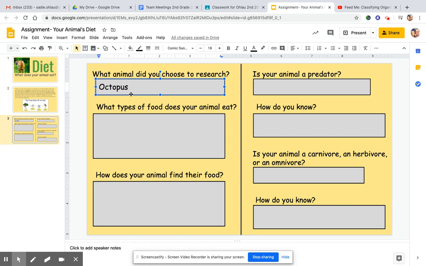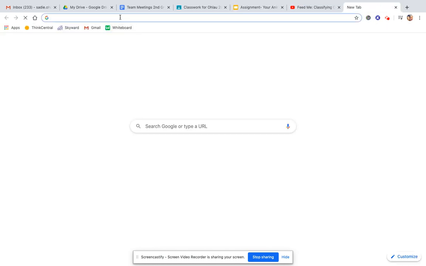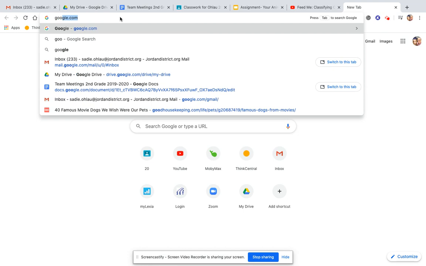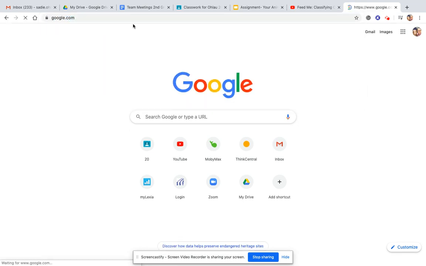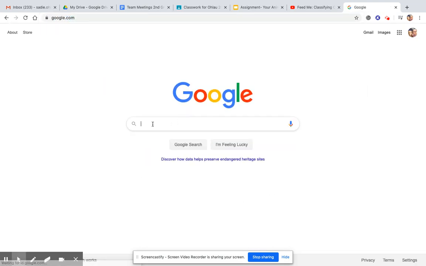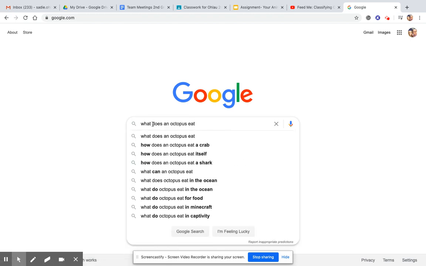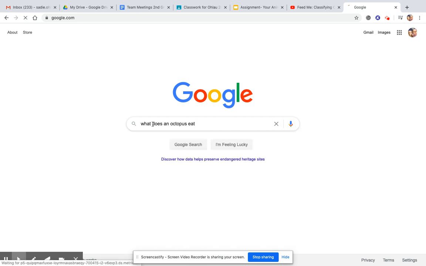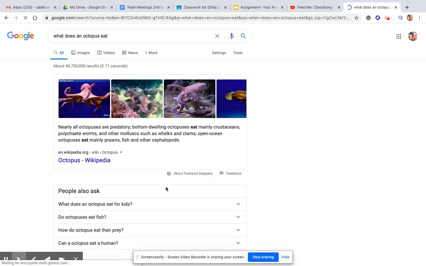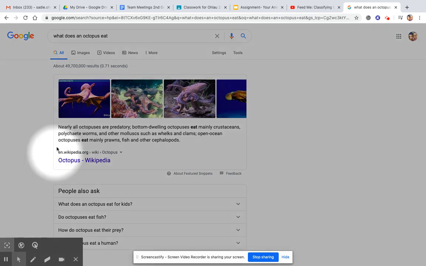Now, this is the part where I'm going to do some research. As always, since we're using Google, we do need a parent to help us. Okay, but I'm going to go to google.com and then I can type in the search bar, what does an octopus eat? I could also type in octopus diet and it would probably come up. When I click enter, it will show me the answer up here.